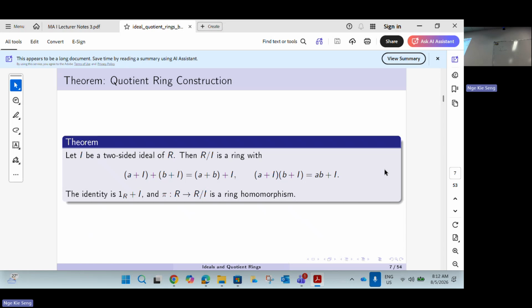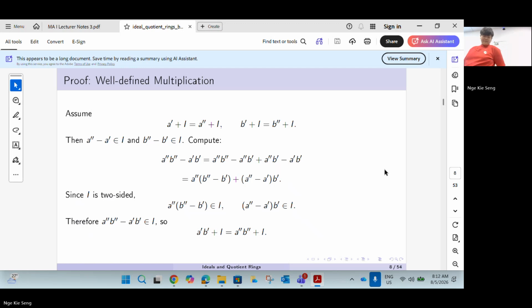This is the same as just now, but one more thing: the identity is 1 plus I. This also only needs checking that it is well defined.